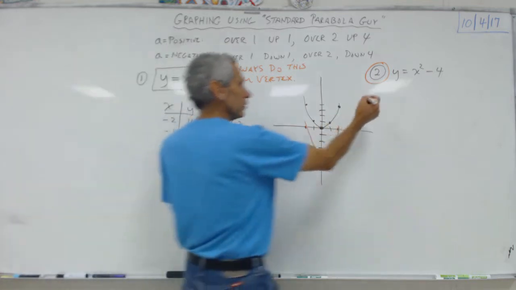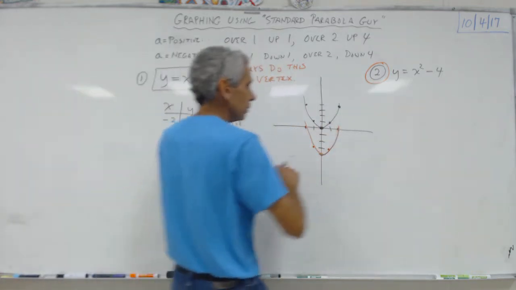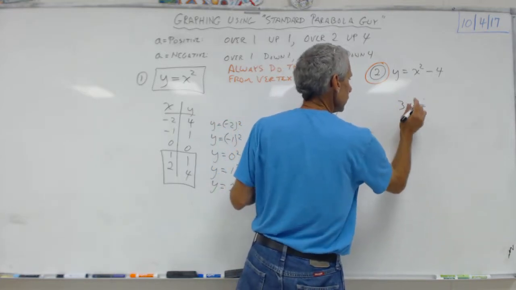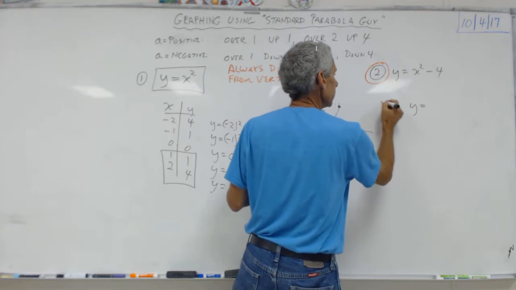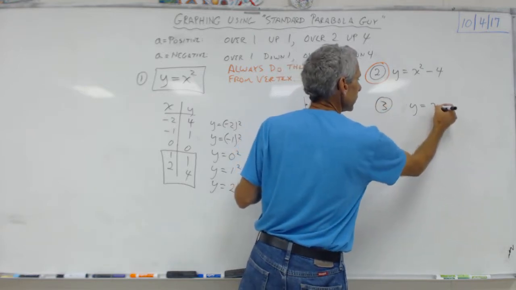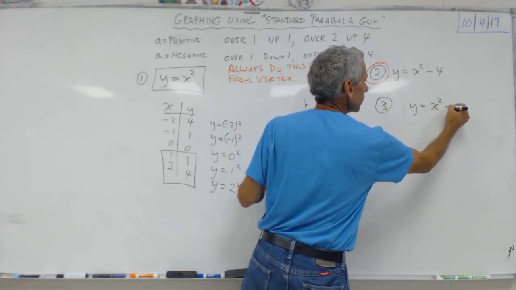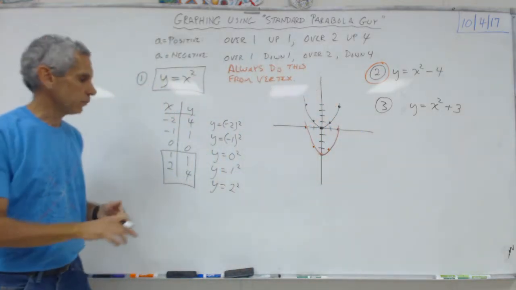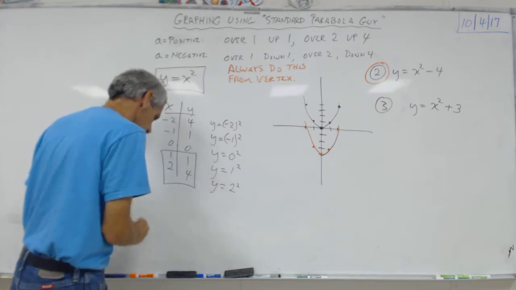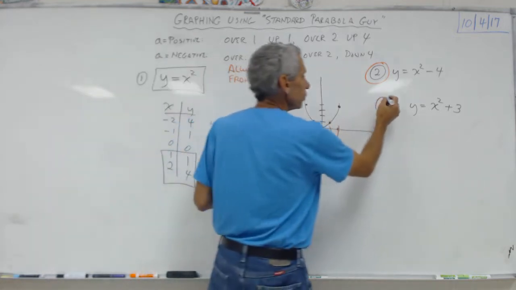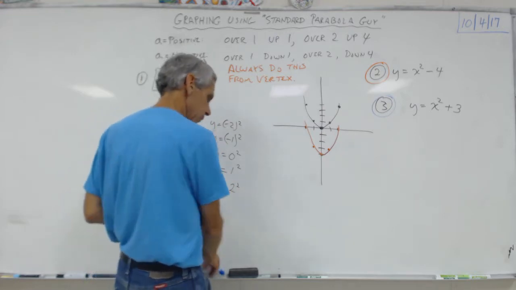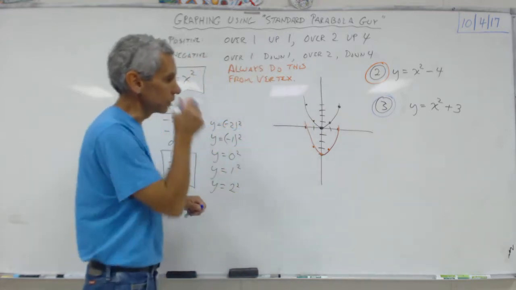What if I gave you this? Number 3. Y is equal to x squared plus 3. I'll do this in blue. Hopefully this shows up. That's not a very good blue, is it? Well, tough. We'll do it anyway.